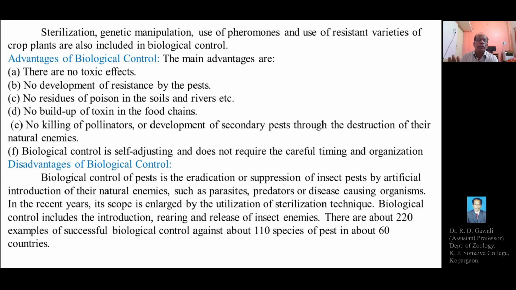So biological control includes three steps, that is introduction, rearing and release of the insect enemies. These are the three steps usually involved in biological control. The first is introduction, that is to recognize or find out the natural enemies of the particular pest. Then second step, that is rearing or growing these predators on a large scale, and third step, that is the release of these predators in the field so as to reduce the pest population.